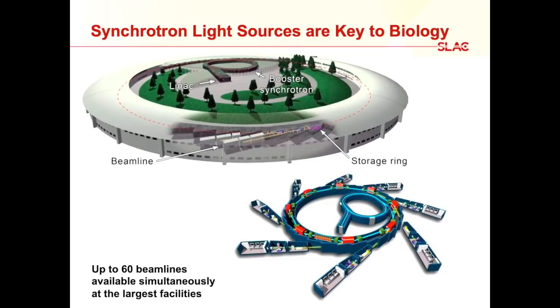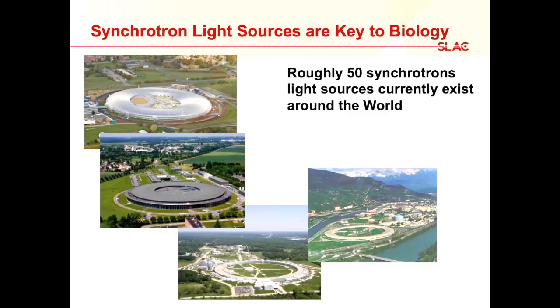Some of the bigger machines have up to 60 beamlines operating at a time, and they can be a kilometer in circumference. There's just a few examples shown here, and there are about 50 such machines around the world now, ranging from over a kilometer like these two to a little smaller. This one is in France, this one's in Chicago, for example. They are everywhere, and they're really the workhorse of understanding biology, understanding what the atoms are doing and where they are.